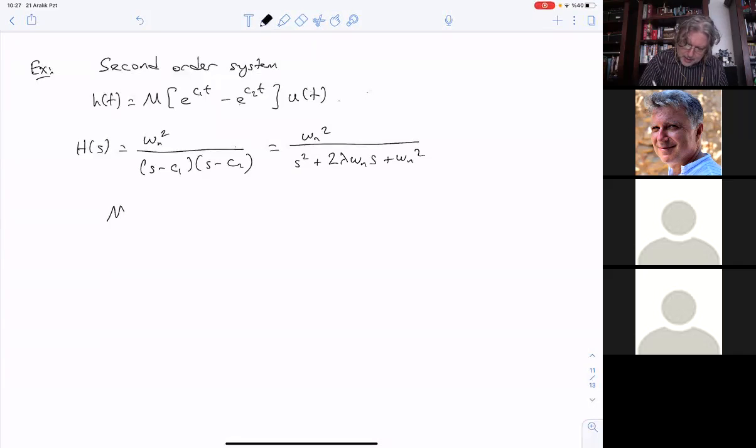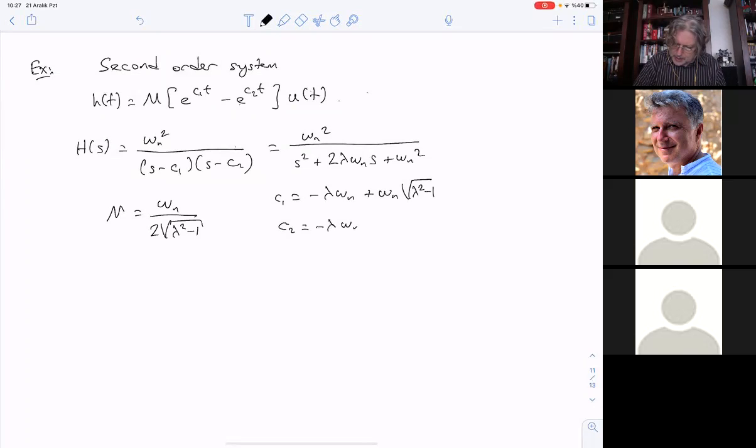m is equal to omega n times the square root of lambda square minus 1, and c1 and c2 are the original damping factors, which are the pole locations. c1 is equal to minus lambda omega n plus omega n square root of lambda square minus 1, and c2 is equal to minus lambda omega n minus omega n square root of lambda square minus 1.